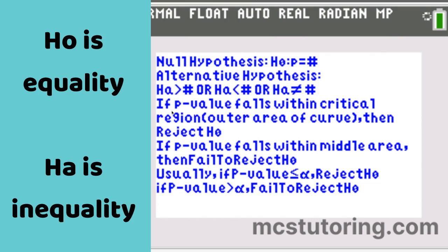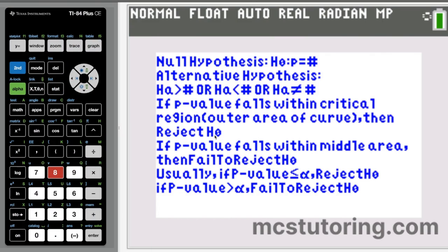Okay, going on, if the p-value falls within a critical region, usually the outer area of a curve, then we reject the null hypothesis. If the p-value falls within the middle area, typically the middle area of a curve, there are two-tailed tests and one-tailed tests, a left-tailed and a right-tailed. I don't want to get into it. It's more extensive than what's covered in this program. But if the p-value falls in the middle area, typically, then you fail to reject the null hypothesis. Usually, and this is usually, there are exceptions, if the p-value is less than or equal to alpha, you reject the null hypothesis. Conversely, if the p-value is greater than alpha, you fail to reject the null hypothesis.